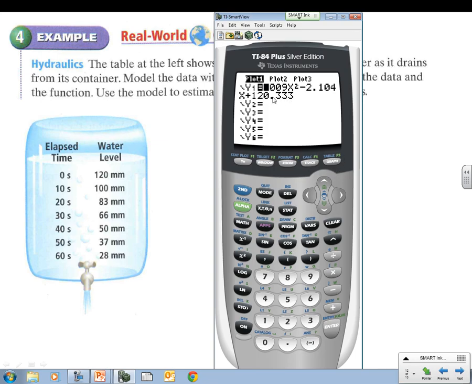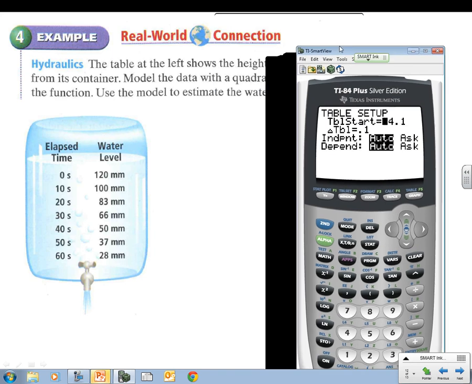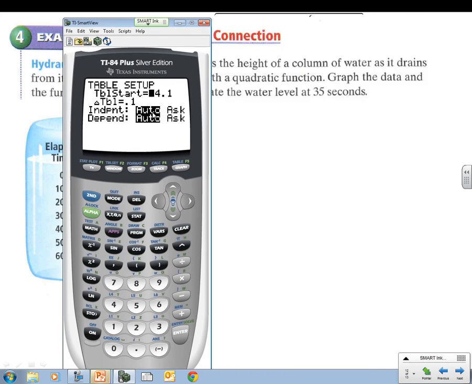For this equation, we're going to go in here to table set. I hit second first and then window, so I want table set in blue here. I want to have my calculator plug in numbers starting at 35, and counting doesn't really matter because I only want 35. But what if I wanted to know 35 and 36 and 37 and 38? I could count by ones. Once I've set up my table, I'm going to go into the table, so second graph, table right here.